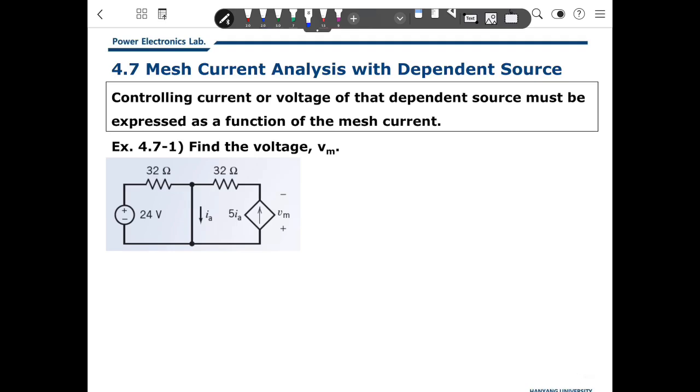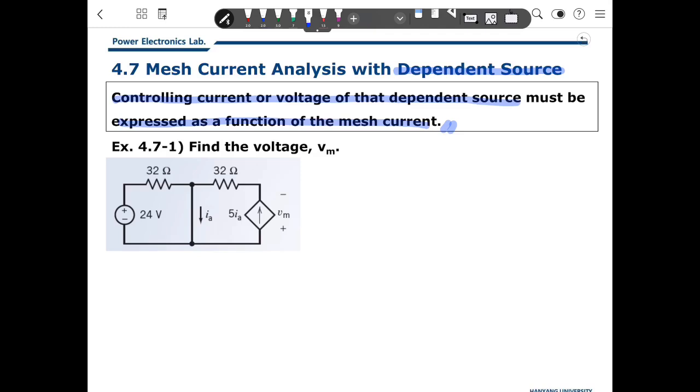Okay. There is another chapter: mesh current analysis, for the case where the circuit has not an independent source but a dependent source. The control current or voltage of the dependent source must be expressed as a function of the mesh current. That's a way to solve an electric circuit having a dependent source, using the mesh current analysis.